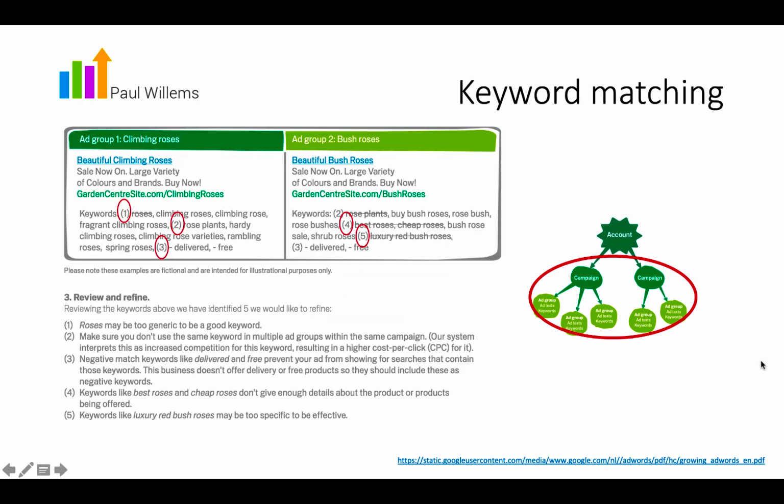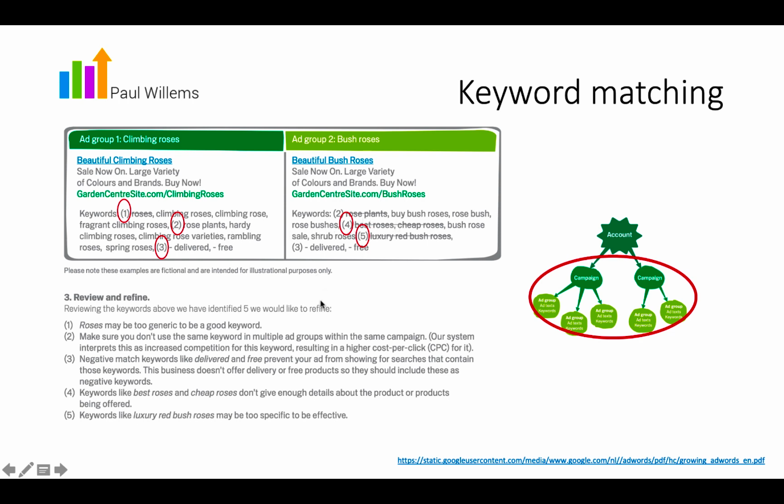So if we talk about keyword matching, if you have set a group of keywords for your Google Ads, make sure that the keywords really fit the ad group. So in this example, we have two ad groups. Ad group 1 is climbing roses and ad group 2 is bush roses. So the keywords we have set up, we need to divide the keywords over these two ad groups. And as you can see, the keyword 1, roses, we have set it to the group climbing roses, but the word roses is also in the ad group 2, bush roses. So roses may be too generic to be a good keyword. And if you take a look at keyword number 2, you see the word is rose plants, and the same keyword is also in rose plants.